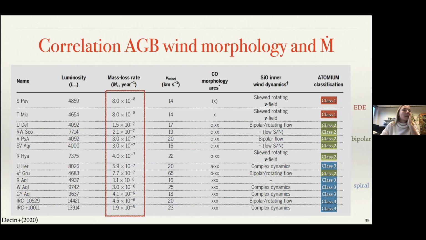Class 1 stars will be stars with a low mass loss rate in which we have a very strong diagnostic towards an equatorial density enhancement. So this is the EDE. Class 2 stars have a very pronounced bipolar morphology, and class 3 stars have a very pronounced spiral morphology. Pay attention, it does not mean that spirals do not have EDEs. I just tell you something about the prevailing geometry that we see.